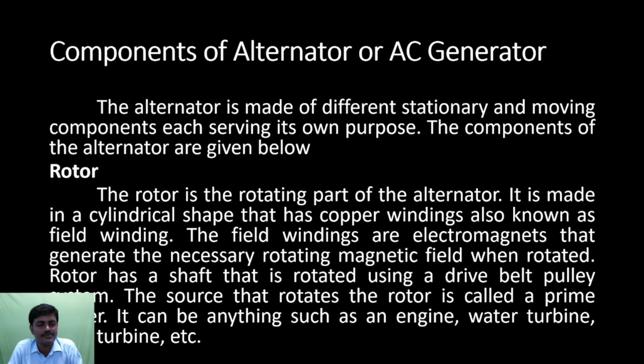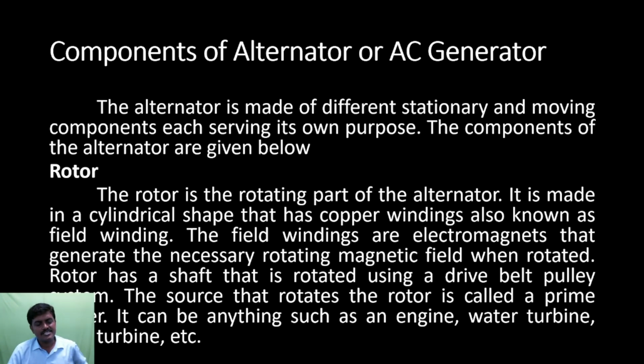The components of the alternator are given below. Normally we are having the rotor. The rotor is the rotating part of the alternator. It is made in a cylindrical shape, maybe a cylindrical shape or projected pole type, salient pole type. That has copper windings, also known as the field winding, because the armature is having the field windings.